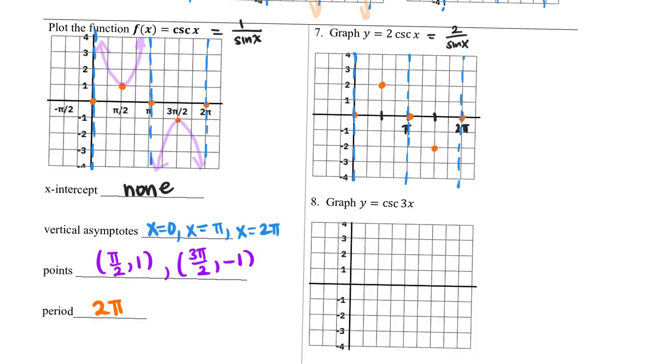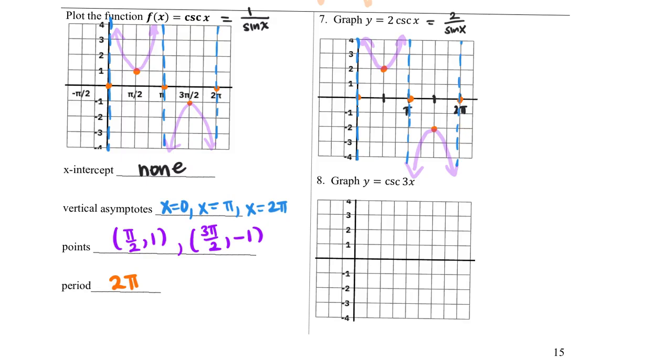Okay, now I need to figure out where there's a positive curve and a downward curve. So here, the cosecant at pi over 2 times 2 is 2. So that's going to be an upwards curve. So up here, upwards, and then at the negative 2, downwards. It still approaches the asymptotes, it just doesn't cross them.